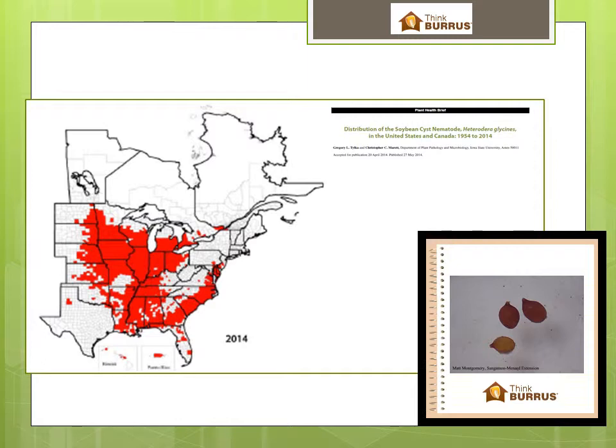Now remember, from that little blip just down south of the state of Illinois that we started out with in the late 1950s, that thing has moved throughout the Midwest, primarily by the movement of soil on implements. So it's really that method that has moved this very small, microscopic, and very damaging pest from field to field across the area that we produce beans in.